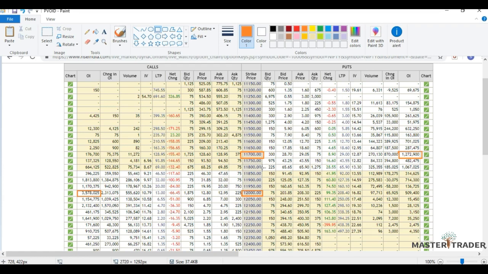Having said this, the first thing we need to do is identify the boundaries, where the highest OI is on the put side and call side. Once we identify the strike price, that strike price will become our boundary, or our strong support and resistance levels. Now we need to understand one thing.